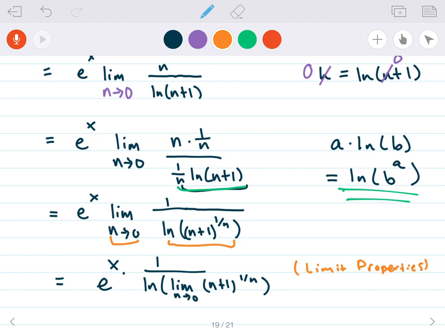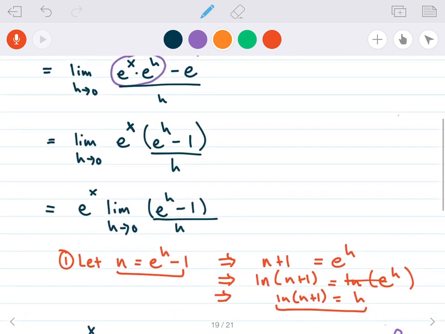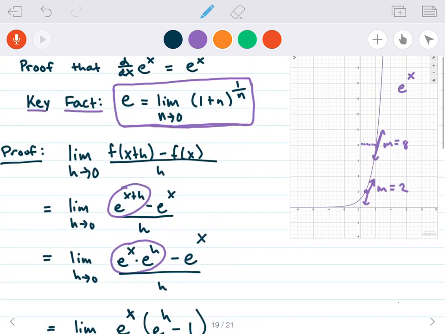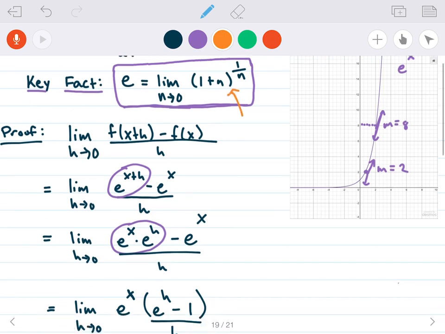So the limit as n approaches 0 of n plus 1 to the 1 over n, well, that comes from this key fact right here. That equals e. This whole thing equals e.